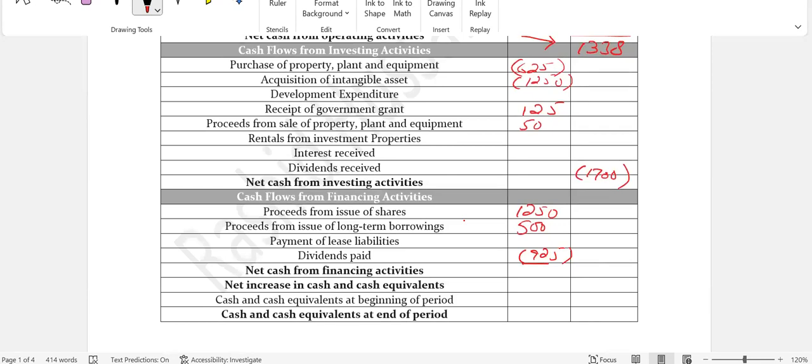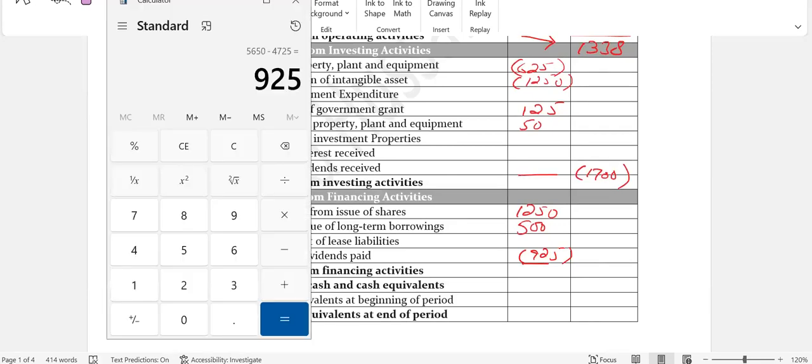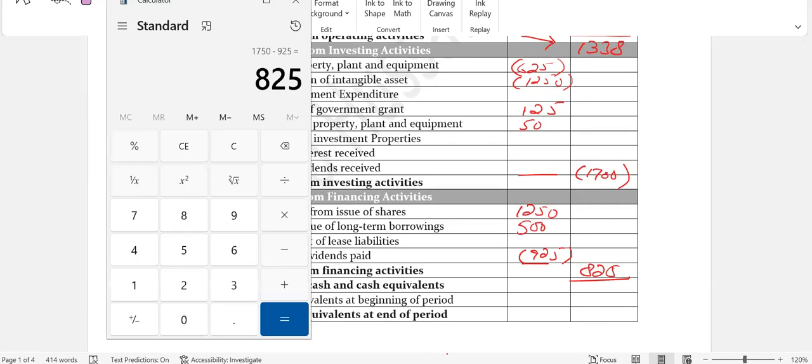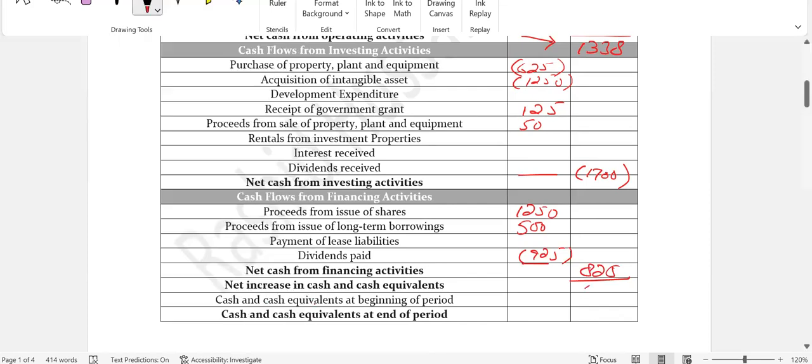So what would be the net? The net would be 1250 plus 500 minus 925. So it is a positive figure of 825. Now we need to take the net of these three activities. So it is 825 minus 1700 plus 1338. You have the positive movement, which is the net increase in cash and cash equivalents of 463.